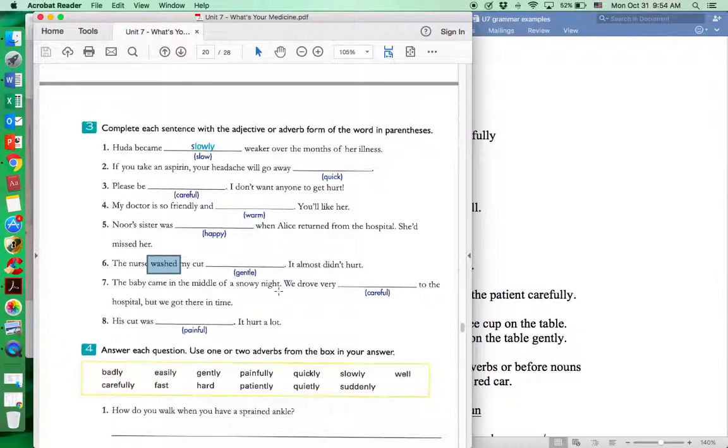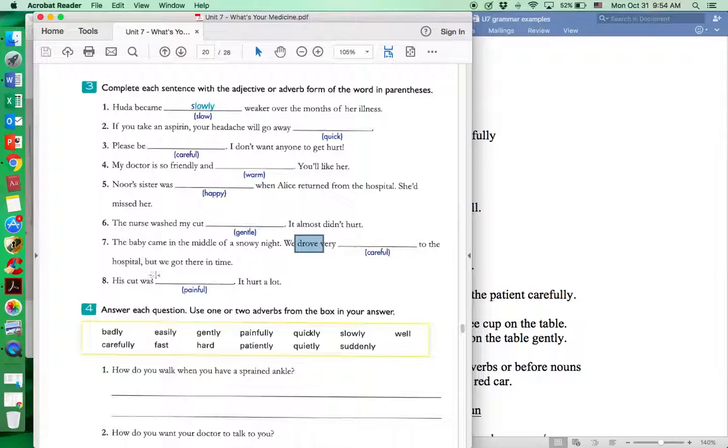The baby came in the middle of a snowy night. We drove very blank. After "very", we're going to have what here? You could say very careful, but here we have an active verb, right? So we drove. We want to describe how this person drove. We drove very carefully. His cut was blank.